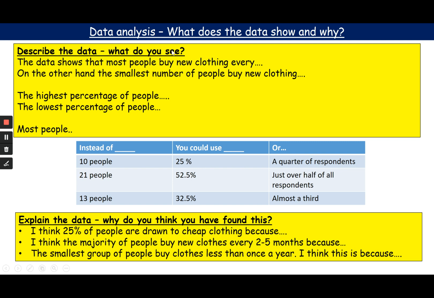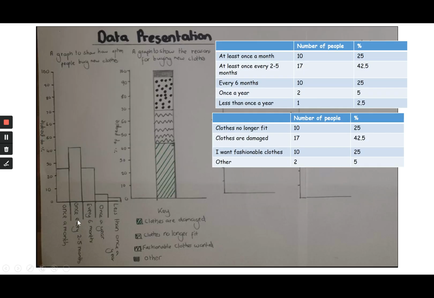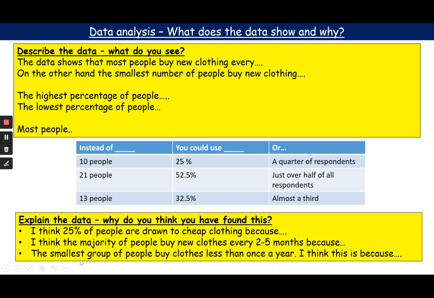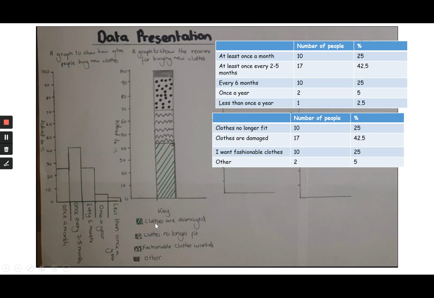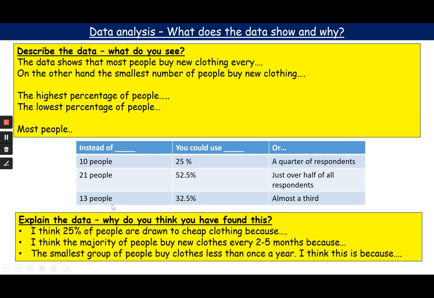The data shows that most people buy new clothing every... So look back at your data and you can see that most people buy new clothing once every 2 to 5 months. On the other hand, the smallest number of people buy new clothing... So again, look back. The smallest number of people buy new clothing less than once a year. So that's the least common option.